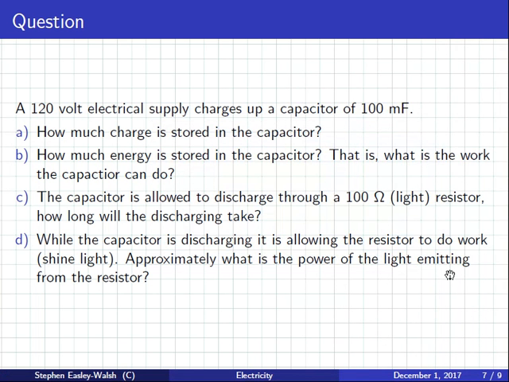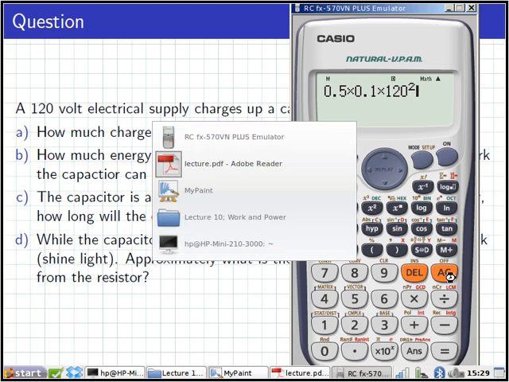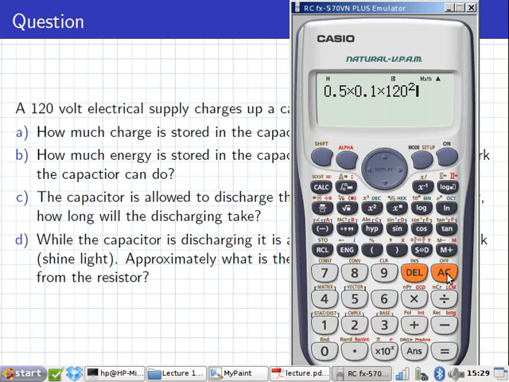Energy. How much energy? Right, what formula can give me the energy here for the capacitor? A half CV squared, isn't it? Yeah, a half C V squared. It's going to be pretty big. 720 joules.